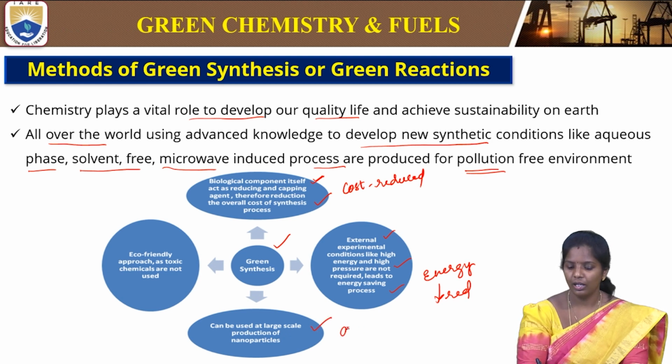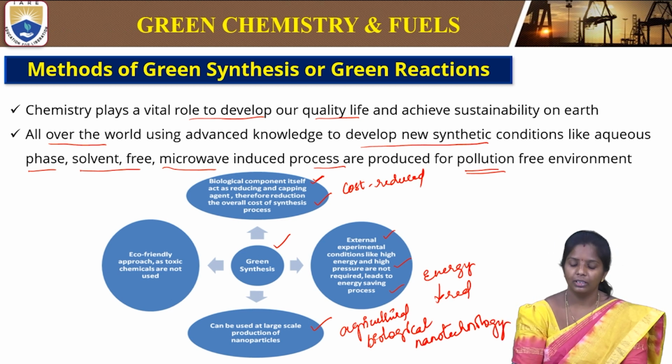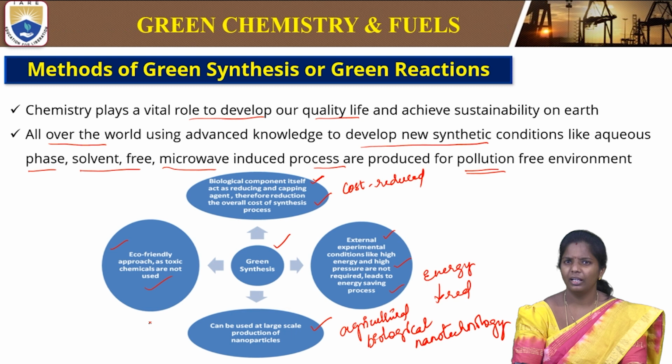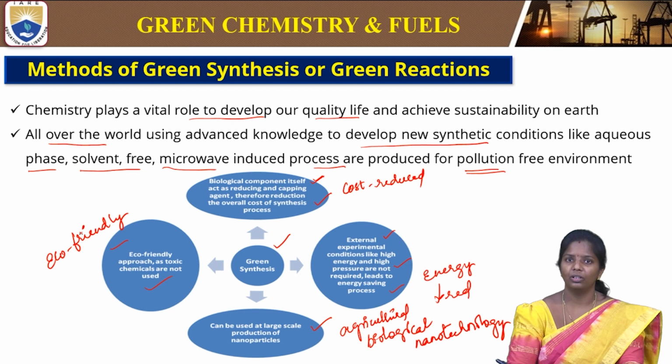Whenever we are using agricultural or biological origin materials, there is always a scope for nanotechnology because nature already has these nanoparticles or nano level ingredients that can be used for our synthesis. Then it is an eco-friendly approach, as toxic chemicals can be avoided, so that it becomes environmentally friendly and does not pollute the environment.